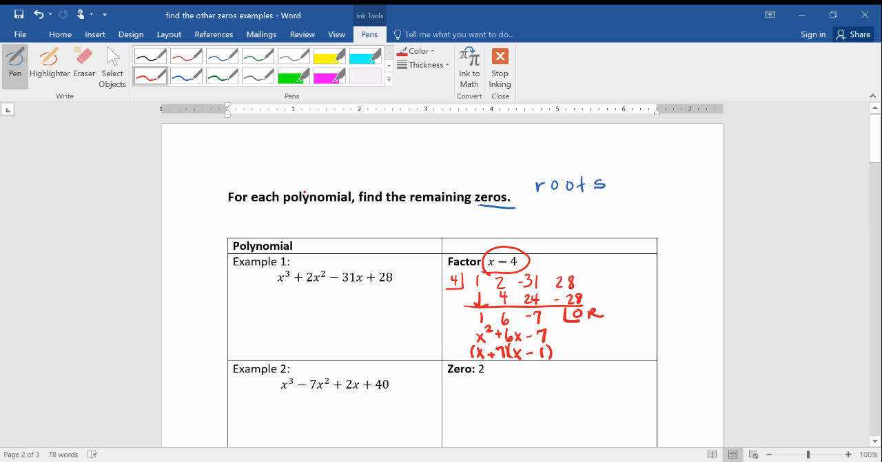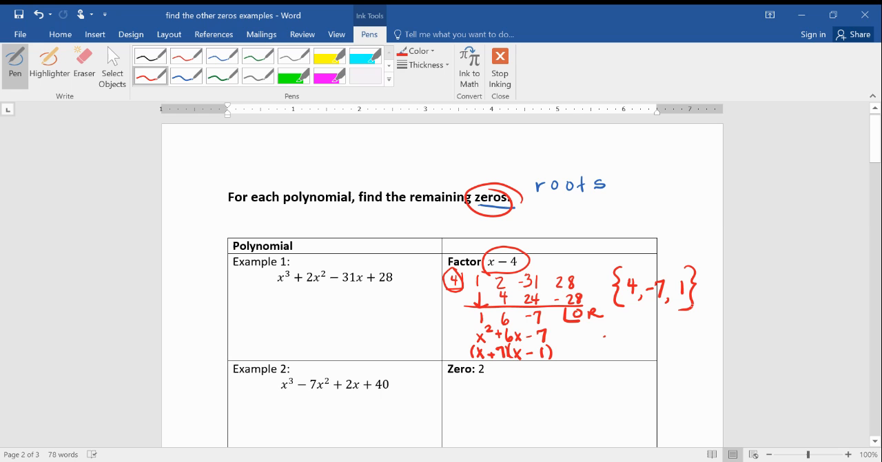Now, the directions say find the remaining zeros. I currently know all 3 factors. So how can we translate those into zeros? Well, we did that with this one when we did synthetic division. So the 0 for that factor is 4. The 0 for this first one down here, we've got x plus 7, is negative 7. And the last one is 1.